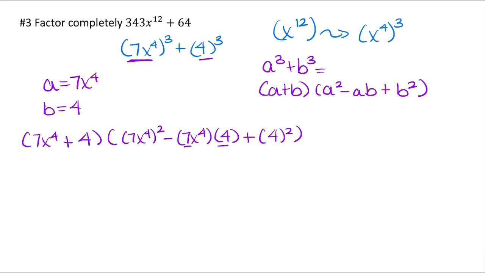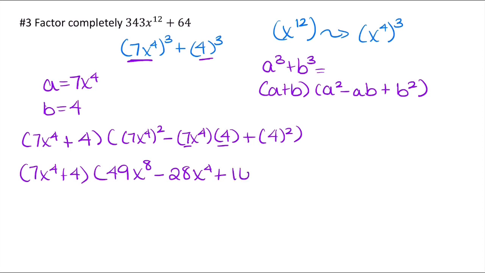So now we just need, so we have 7x to the 4th plus 4, and then times, okay, so 7x to the 4th squared. Remember, first we do 7 squared, so we get 49. And then x to the 4th squared, remember, we need to multiply those exponents together, so we get x to the 8th. And then minus, well, we have 7 times 4, so that's 28. And then we have x to the 4th, and then plus 4 squared, which is 16. So this is now the fully factored form of this expression.